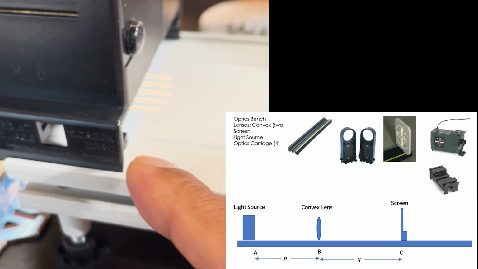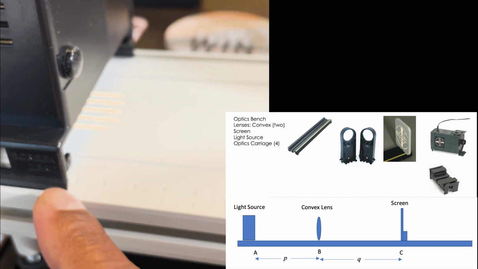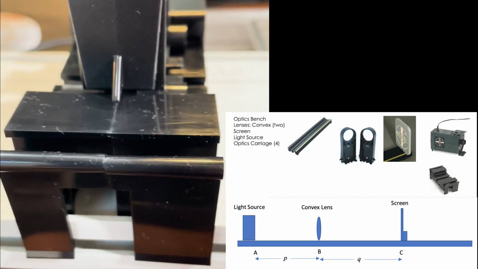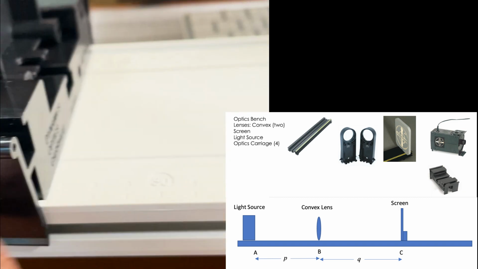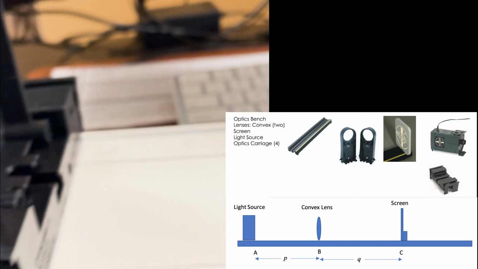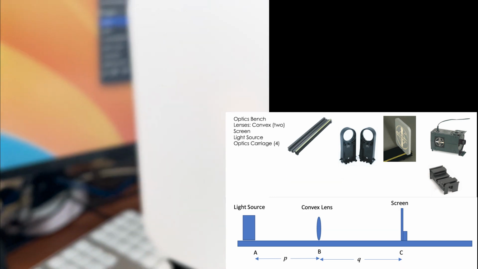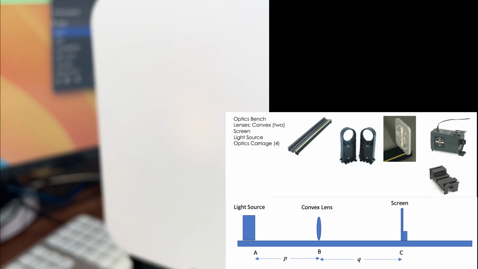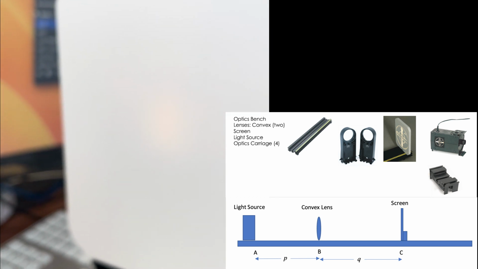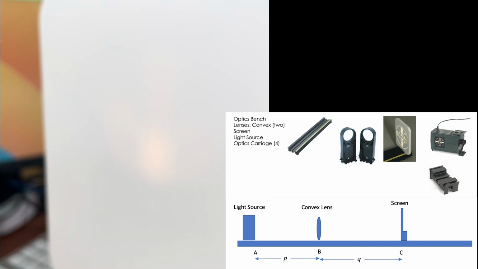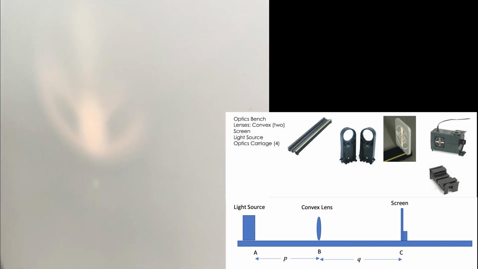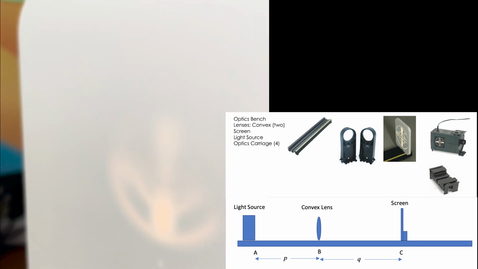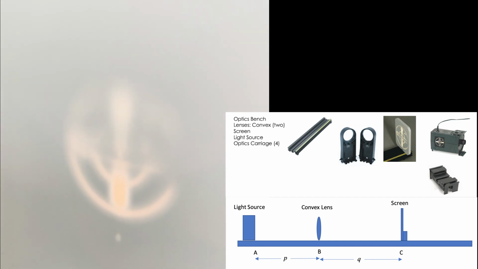So the source, which is at position A, is at 4 centimeter. The lens, which is B, is at 24 centimeter. And now I have to move the screen and adjust it until I get a very sharp and clear image. And you can see the image coming up now.